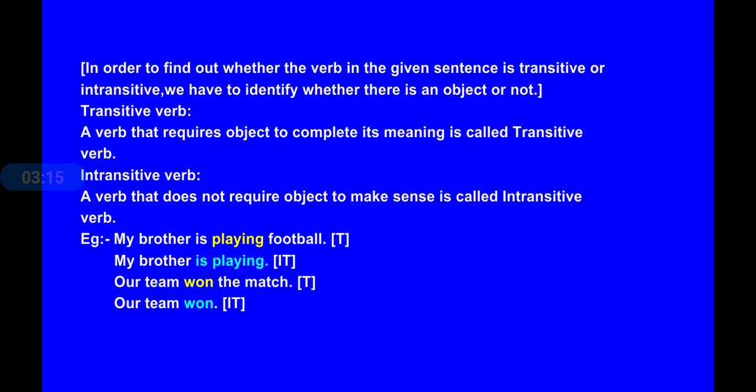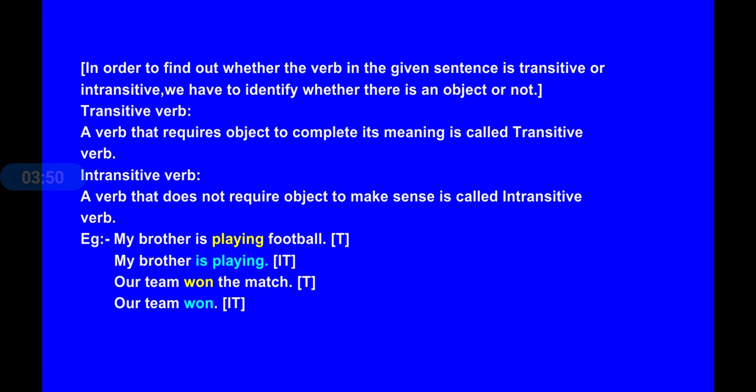Whereas an intransitive verb does not require an object to complete its meaning. That means it can make sense without an object also. Such a verb is called an intransitive verb. Let us see a few examples. My brother is playing football. What is the subject here? My brother. What is he playing? Football. So there is an object here. So the verb will become transitive.